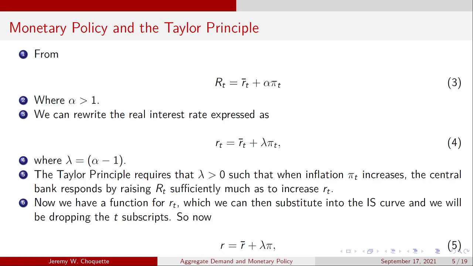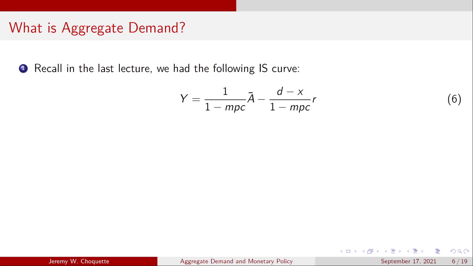Now, we have a function for the real interest rate, which we can then substitute into the IS curve. And for right now, we're going to be dropping the t subscript. So we're just going to assume this is all kind of like a static model. So right now, the real interest rate equals this autonomous monetary policy variable, which is assumed to be exogenous, things that happen outside of monetary policy, they exist outside the model, plus this lambda times inflation.